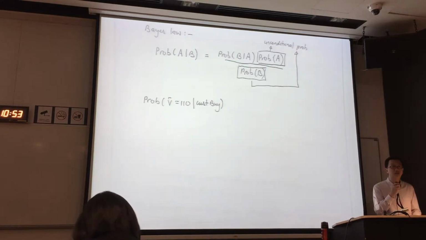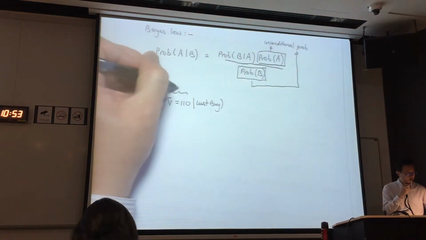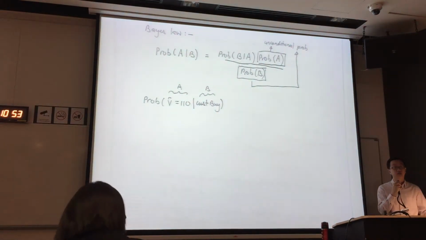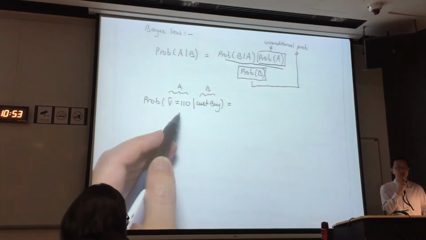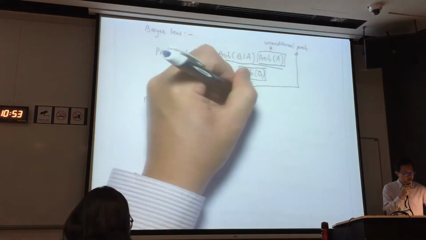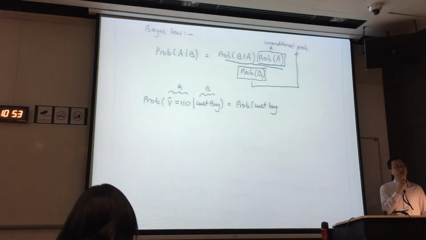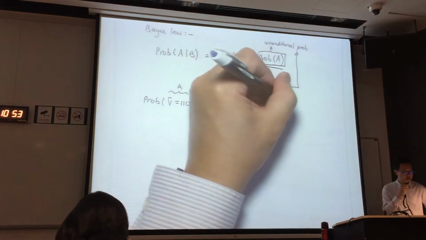Right, what is this? So this is our event A. This is our event B. So applying the Bayes law, we just swap the position. We are trying to rely on the probability of customer buy, if the value of the asset is high, which means it's 110.